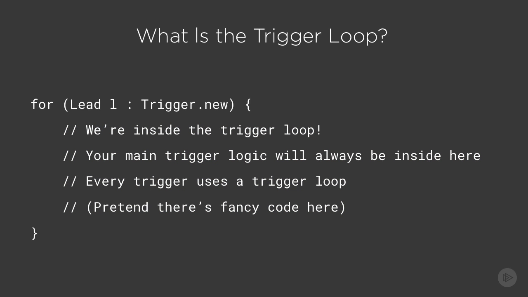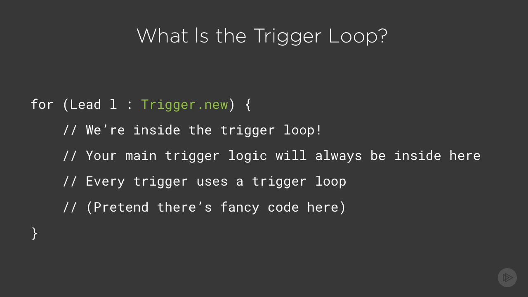Back to our trigger loop. The top and bottom lines of code here comprise our trigger loop. Everything inside its scope are the lines of code that will be repeated for each iteration in our loop. This type of loop is known as a for each loop. It's called a for each loop because it repeats everything inside its scope for each record inside its list. In this case, the list is trigger.new.